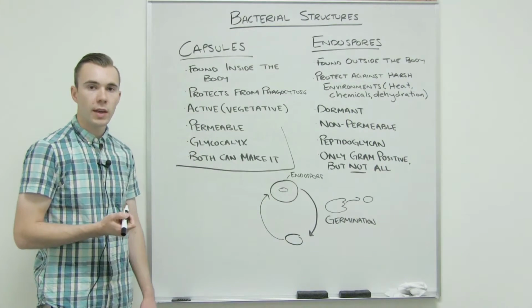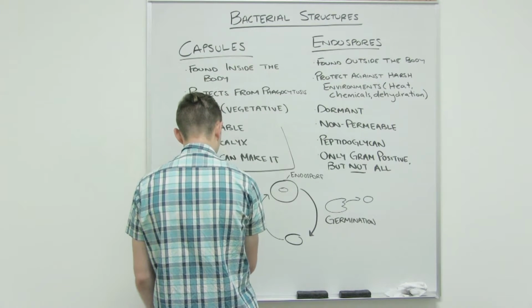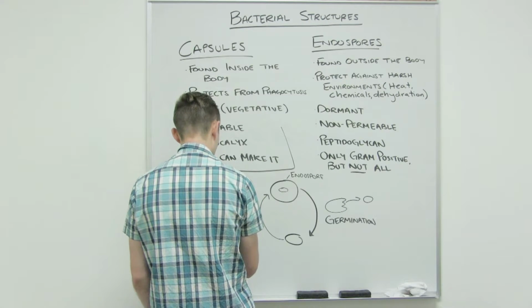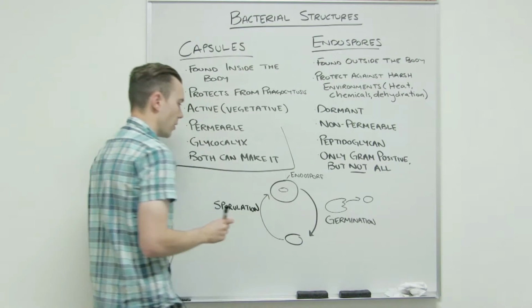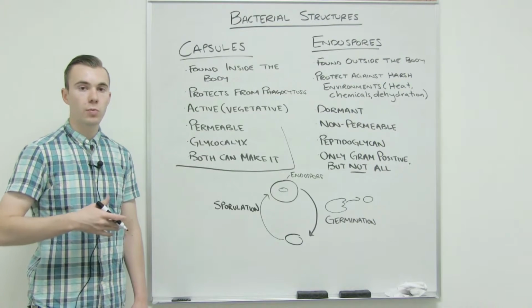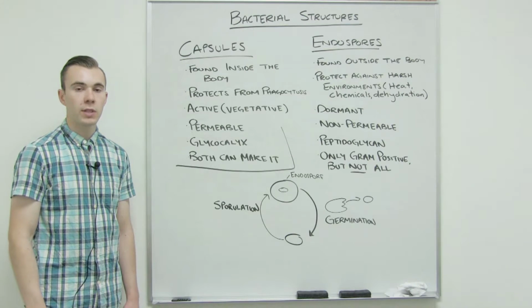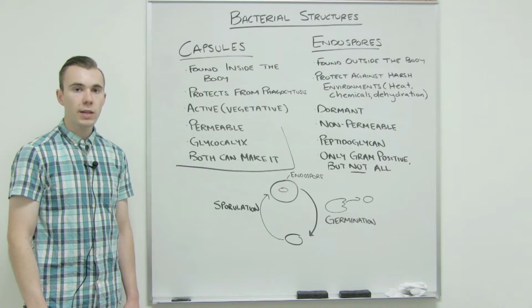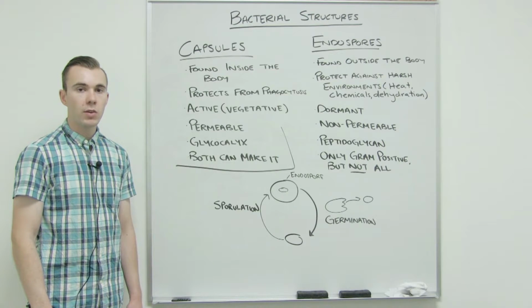And this formation of the endospore is called sporulation. So again, the breaking out is called germination, while the formation is called sporulation. So this is all the information that you need to understand with capsules and endospores. If you need to write down this information, or you still need to draw some of the pictures, I recommend that you pause the video now.